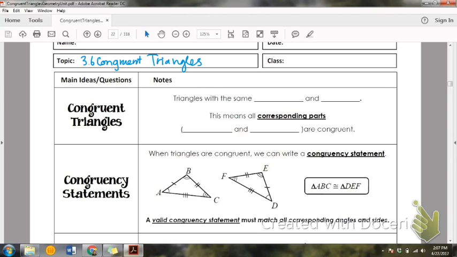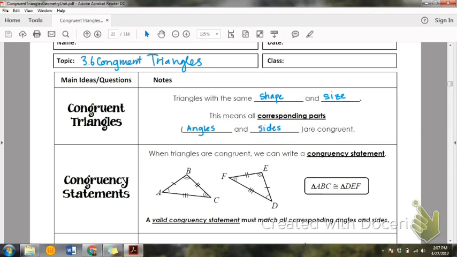So when we talk about congruent triangles, we're talking about two triangles that have the same shape and the same size. If the triangles are congruent, that means that all corresponding parts, so all angles and all sides, are going to match up and be congruent. Okay, so we have two triangles that are the same.